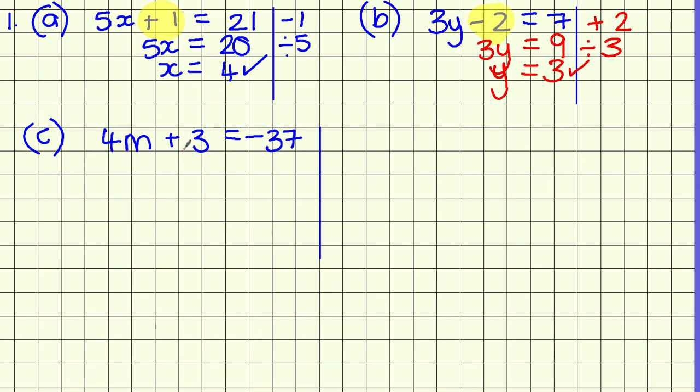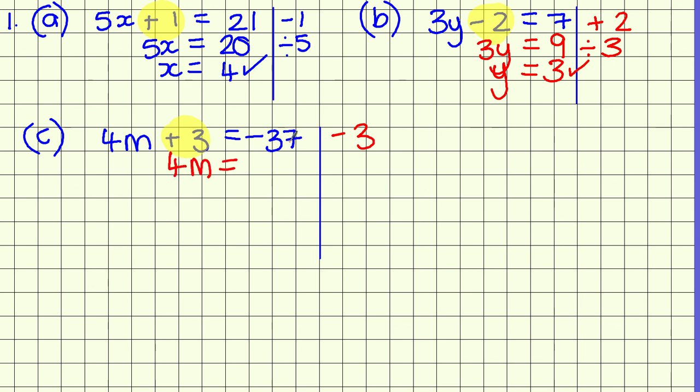So we are going to do the exact same thing. Okay, so I'm going to get rid of this plus or minus first of all. So right now I've got an add 3 there. So what I'm going to do is the opposite. So the opposite of add 3 is take away 3. So that makes that part disappear. So it leaves you with 4m equals.